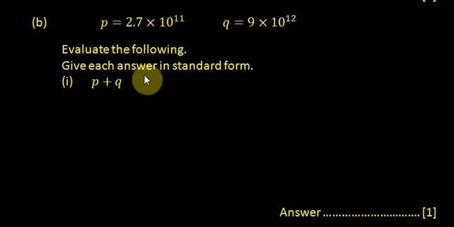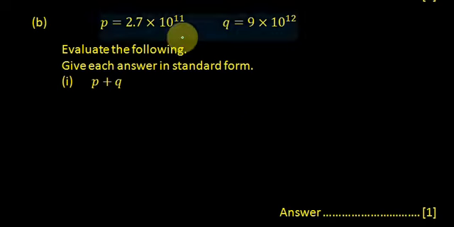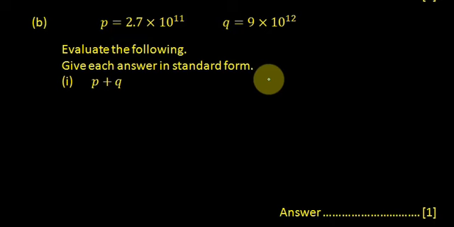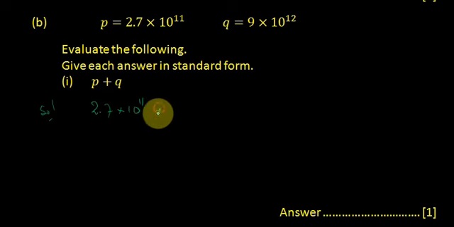Part B. P is equal to 2.7 multiplied by 10 to the power 11. Q is equal to 9 multiplied by 10 to the power 12. Evaluate the following. Give each answer in standard form. So P plus Q. P is written as 2.7 multiplied by 10 to the power 11 plus Q, which is written as 9 multiplied by 10 to the power 12.